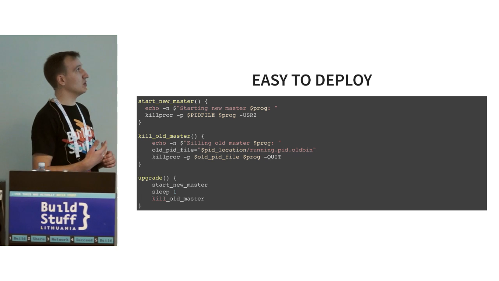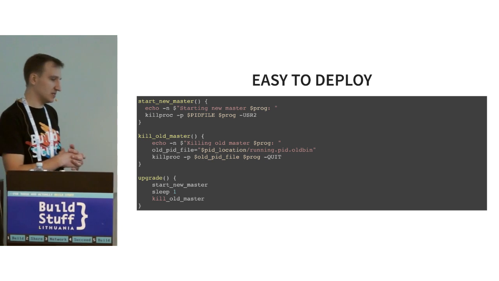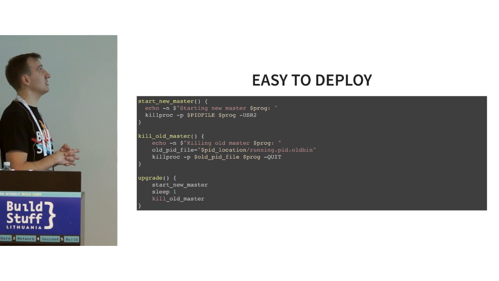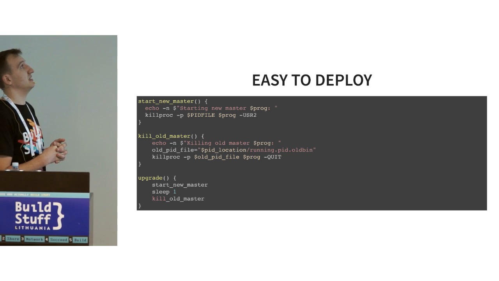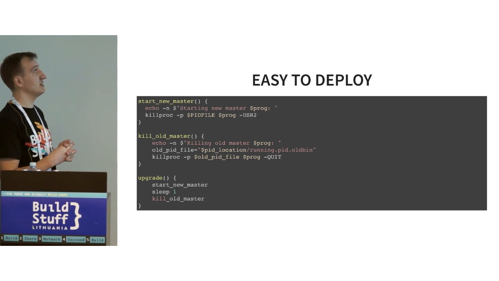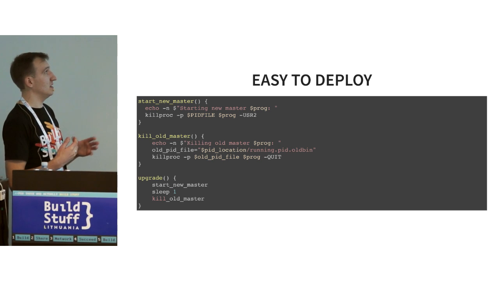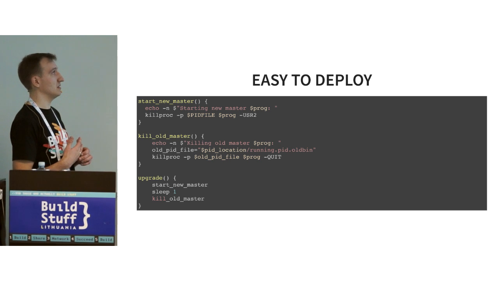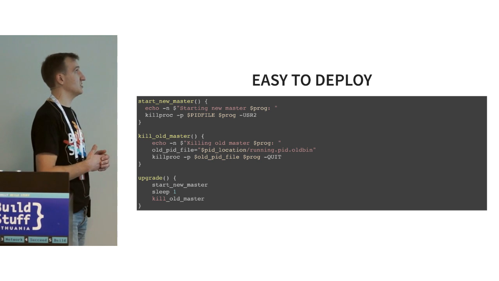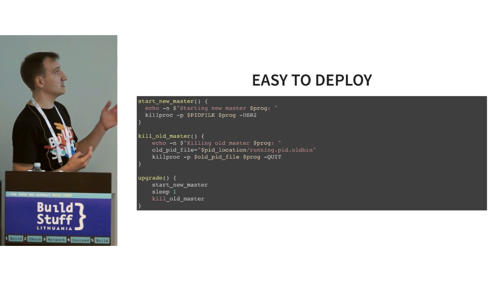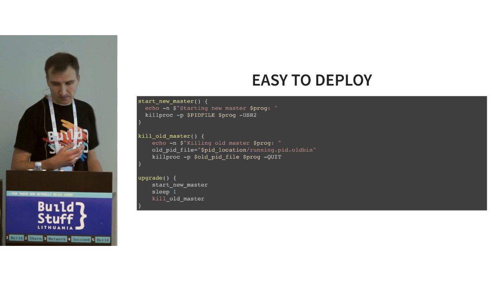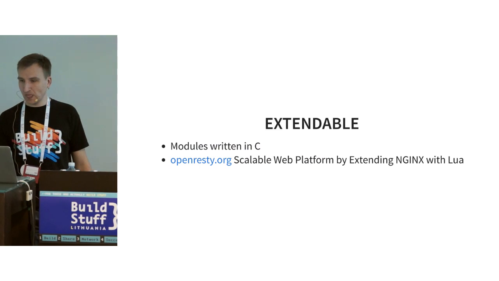It's also easy to deploy because of its multi-process master-child process architecture. So basically, when you are upgrading Nginx, even the binary can be upgraded with no downtime. You just send the USR2 signal, and it does the magic. This is basically a simple script which allows you to update. We'll talk about that later.